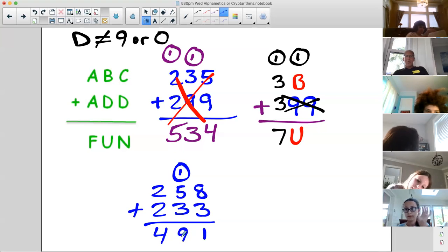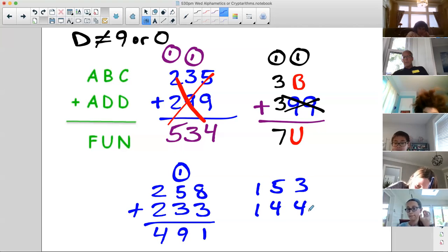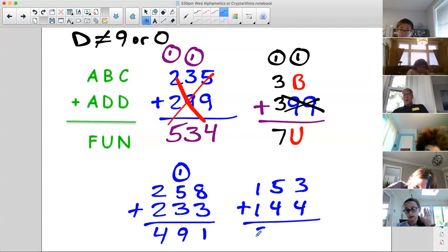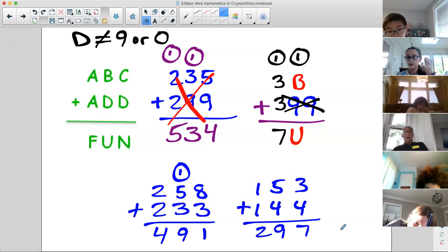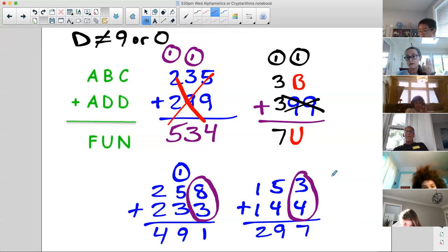That's another one that I just found. Go ahead. 153 plus 144 equals 297. Wow, that's really cool. What's kind of interesting about this is that one of the solutions I came up with had C plus D greater than 10, but Adalia came up with one where C plus D was less than 10, and it still worked.